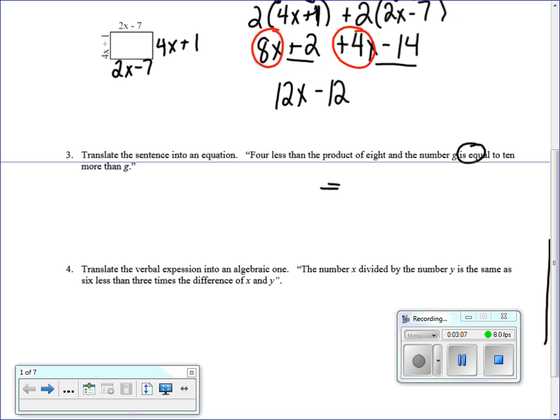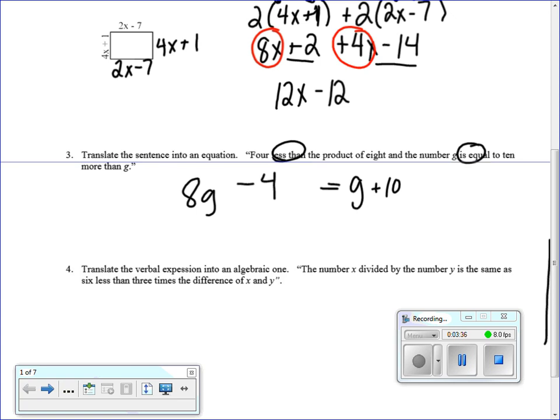Before the equal sign, we have 4 less than. Remember that less than means that the number that comes before it actually goes at the end. So you're starting with something over here, and then you're taking away 4 from that. Okay, it's 4 less than the product of 8 and a number g. Since we don't know what g is, we leave it. So the product would be 8 times g, which is 8g. Is equal to 10 more than g. So it's equal to g plus 10.